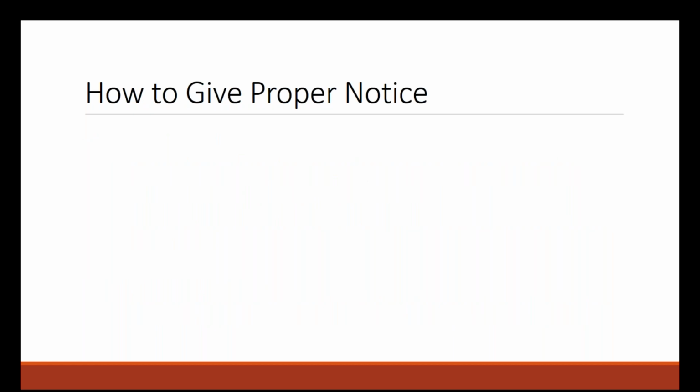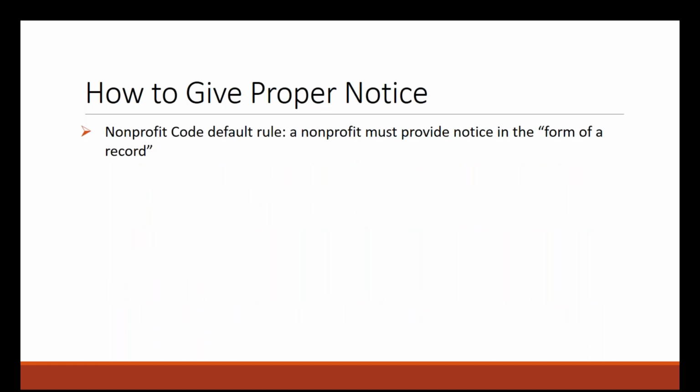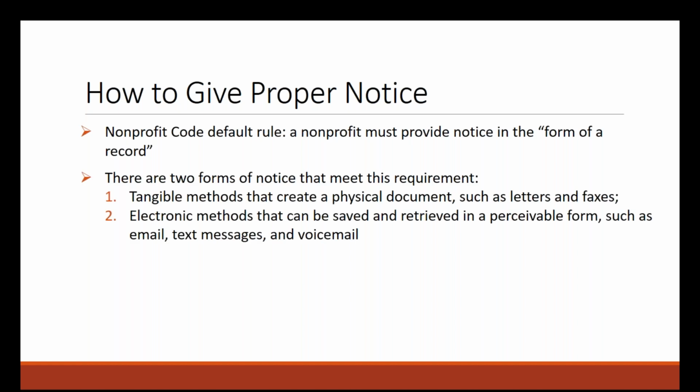Okay, so how do we give that notice? The code has a default rule. A nonprofit must provide notice in the form of a record. And that means one of two things. It means you can give notice in a tangible form, like a letter or a fax, or what's much more common now is that you can give notice through electronic methods that can be saved and retrieved in a perceivable form, such as an email, a text message, a voicemail. You have a lot of options. No disappearing Snapchats, that probably wouldn't work, but things that can be saved and retrieved at a later date are fine.